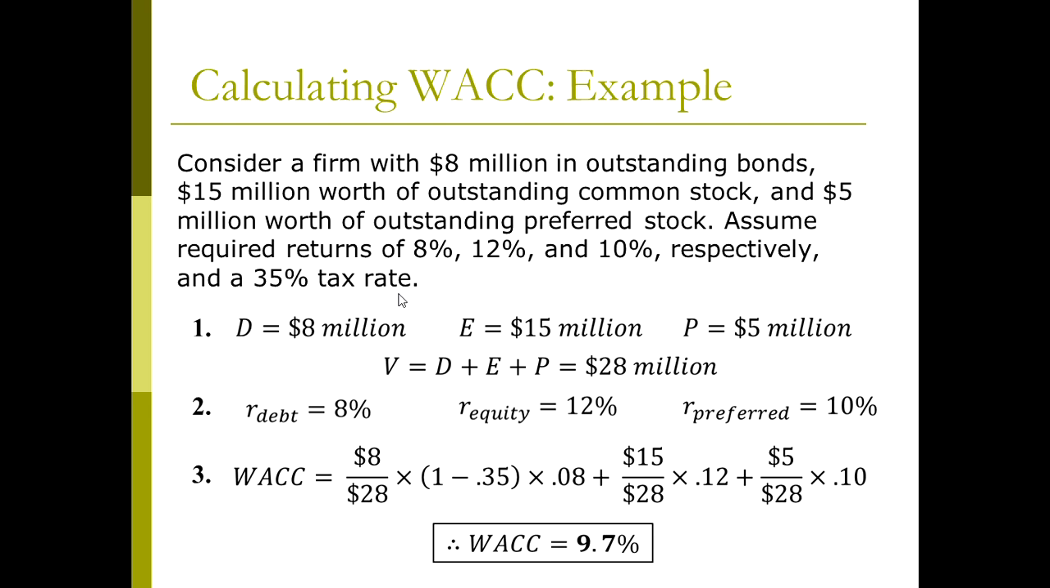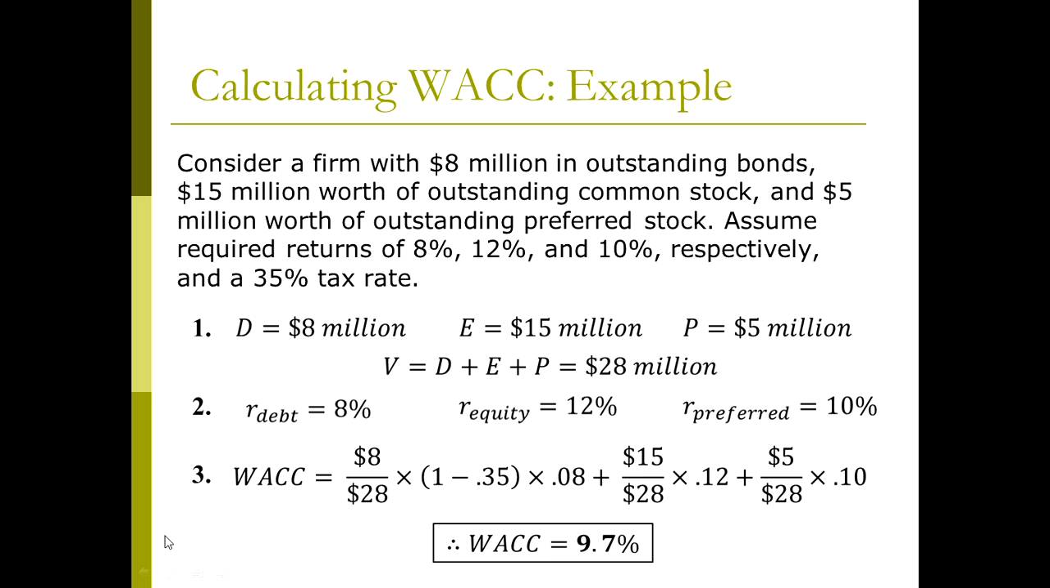So the first step is we need to calculate the total weights for each component. Luckily, in this question, those numbers are given. $8 million debt, $15 million equity, $5 million preferred stocks. So the total value is going to be the sum of all the three assets, $28 million. Cost of debt, 8%. Cost of equity or cost of common stocks, 12%. Cost of preferred stocks, 10%.